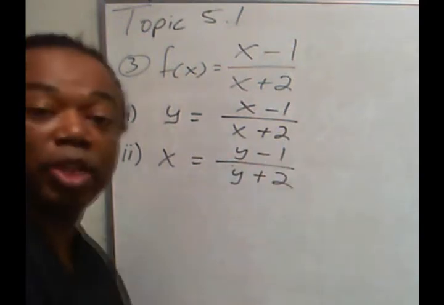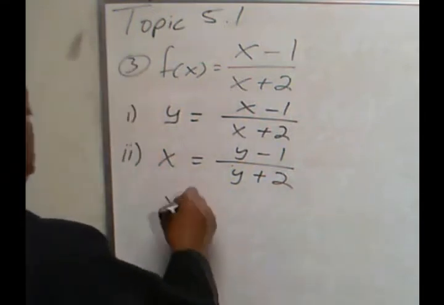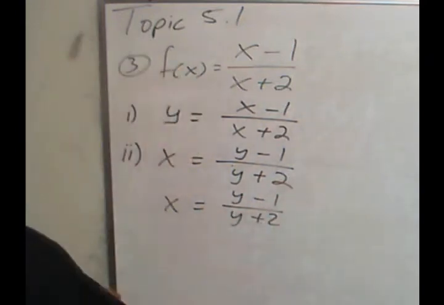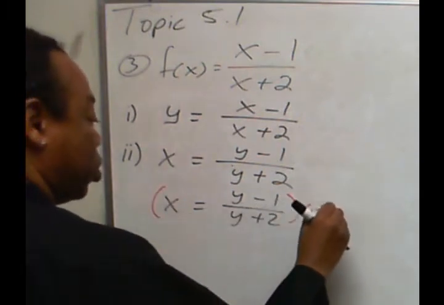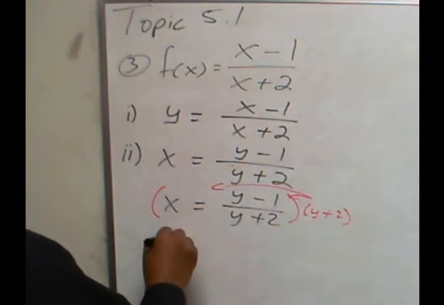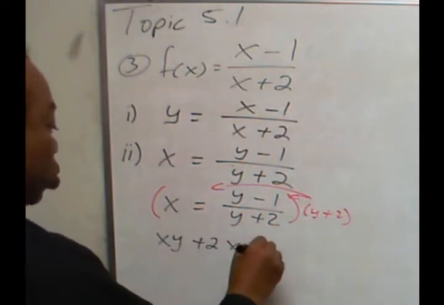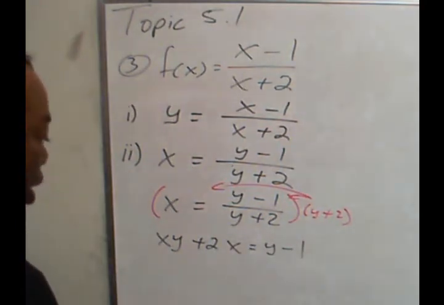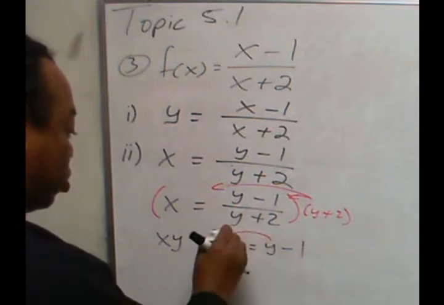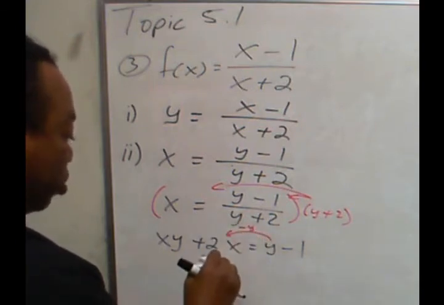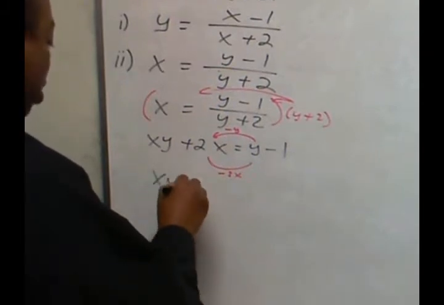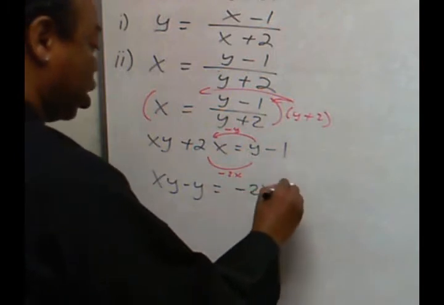Okay. The third step is to solve for y. I want to multiply both sides by the least common denominator, which is y plus 2. Which gives me xy plus 2x equals y minus 1. Next, I want all my y terms to be on the same side. So I'm going to subtract y from this side, and I'm going to subtract 2x from this side. As a result, I'm going to get xy minus y equals negative 2x minus 1.